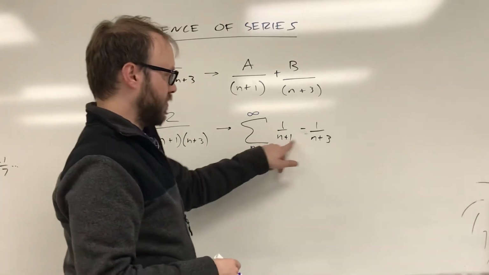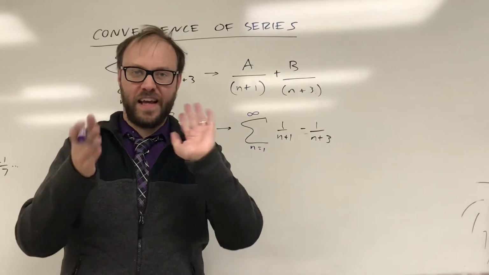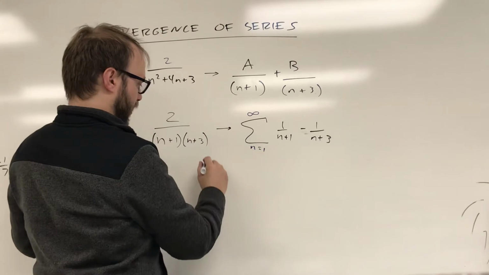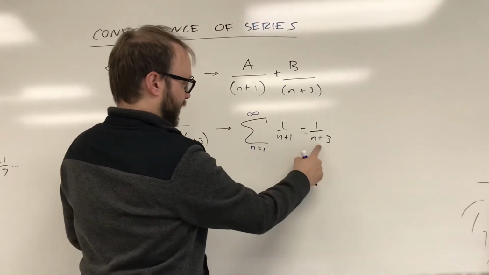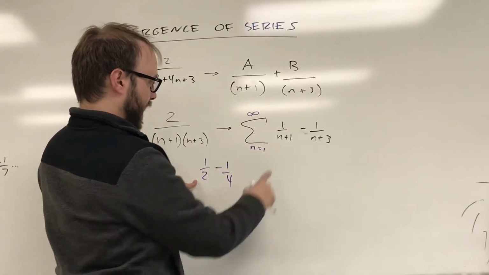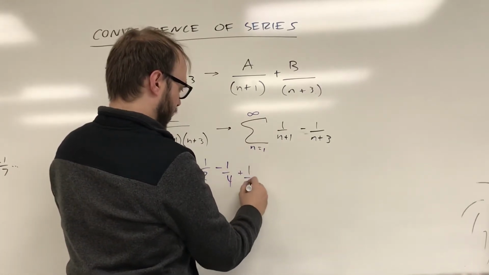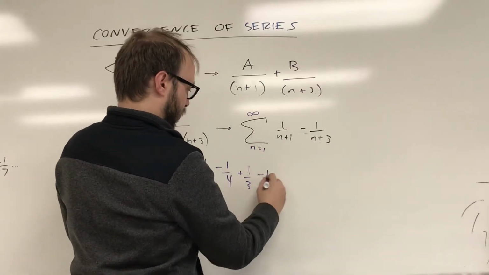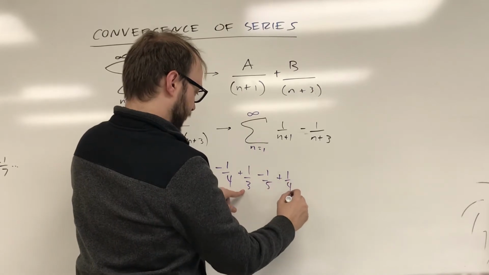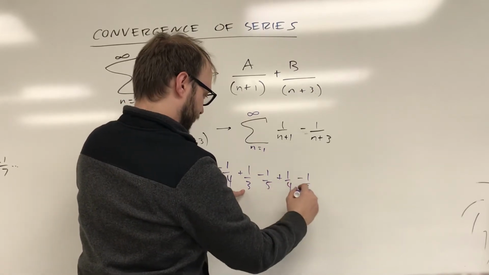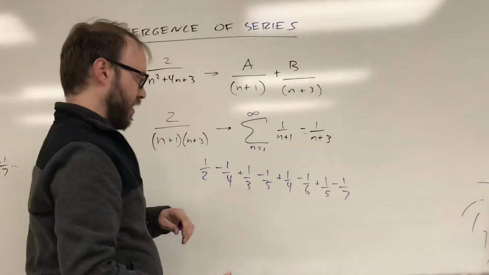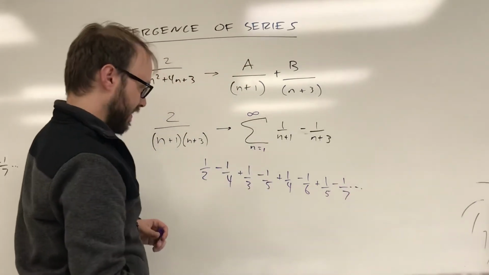The challenge is these are 2 apart. So you're not going to get cancellation quite the same way. So when n is equal to 1, you're getting a 1/2 here, okay? And then you're going to get a minus 1/4, okay? And then when n is equal to 2, you're going to get a plus 1/3, and you're going to get a minus 1/5, and then you're going to get a plus 1/4, and you're going to get a minus 1/6, and you're going to get a plus 1/5, and you're going to get a minus 1/7, and that sort of thing. And so anyway, you'll see that stuff does start canceling.